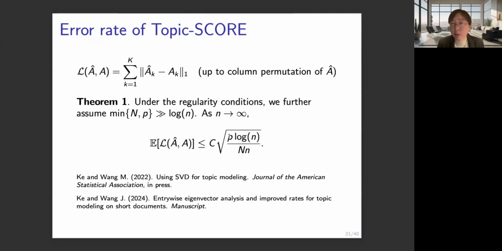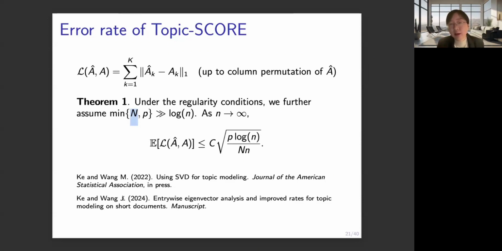It is monotone increasing with the dictionary size and monotone decreasing with the number of documents and the document length. In my first paper, I actually got this rate only in the case that the document length is larger than the dictionary size. I call it the long document case. Then for a very long time, I tried to relax it because in practice, the average document length is usually very small. For example, for paper abstracts, usually a couple hundred words.